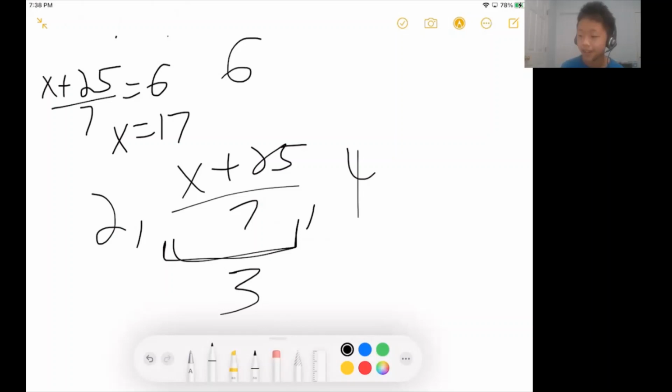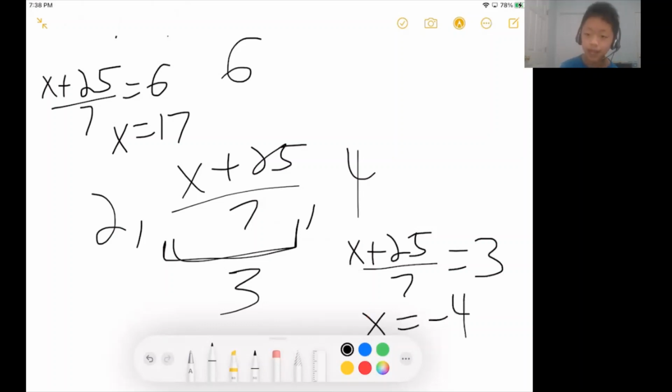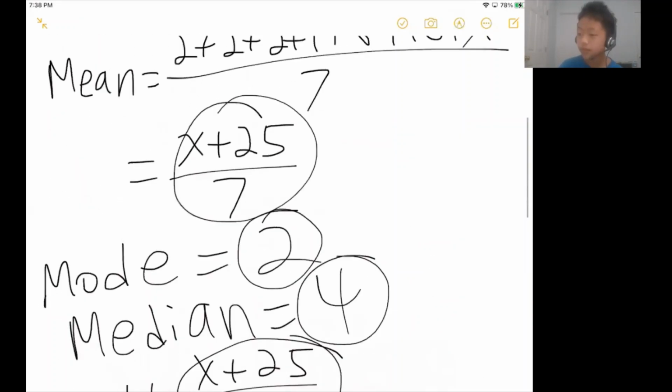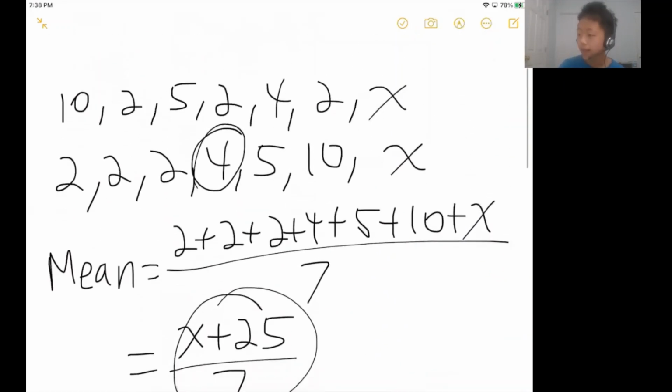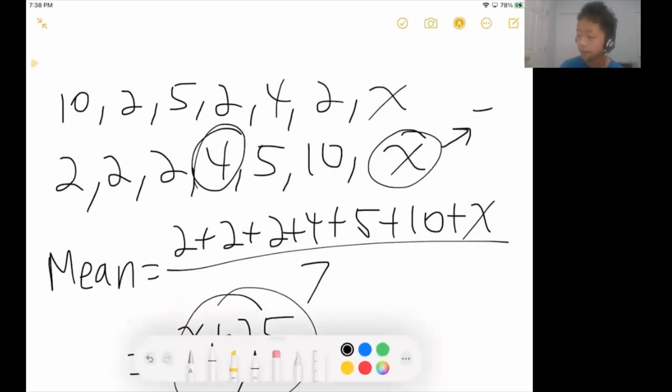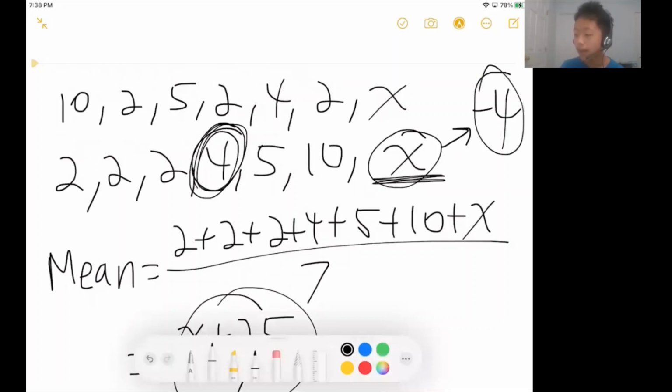But the reason this doesn't work is that if you set (x + 25)/7 equal to 3, then you solve the equation and get x equals -4. But if x is -4, that doesn't work, because we assumed that if 4 was the median, then x is the largest number in the data set. But clearly if x is -4, then x should belong over here at the start, and then the median would no longer be 4. The median would be 2 now. And that's why -4 doesn't work. So that's why you have to be really careful.